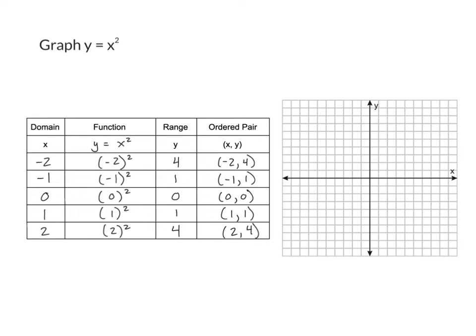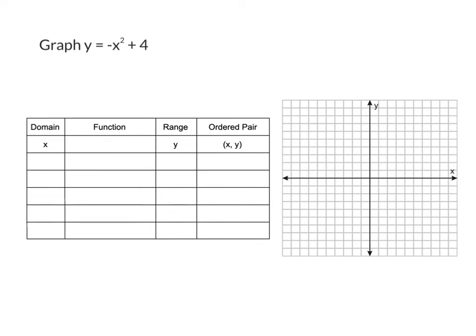Okay, let's plot those on our graph. We have (0, 0), (-2, 4), (-1, 1), (1, 1), and (2, 4). Now we can draw our smooth curve tying those points together. And we have a parabola that opens upward, so it is positive.